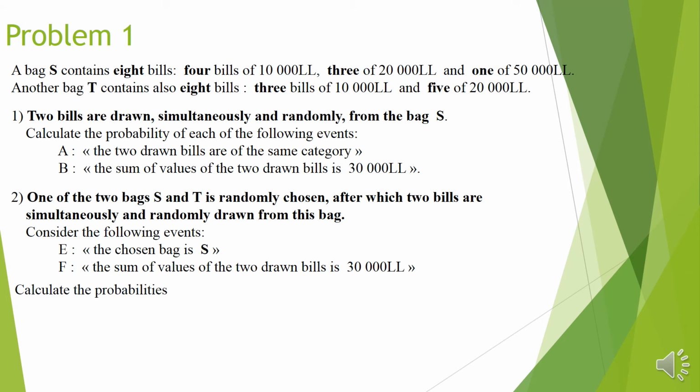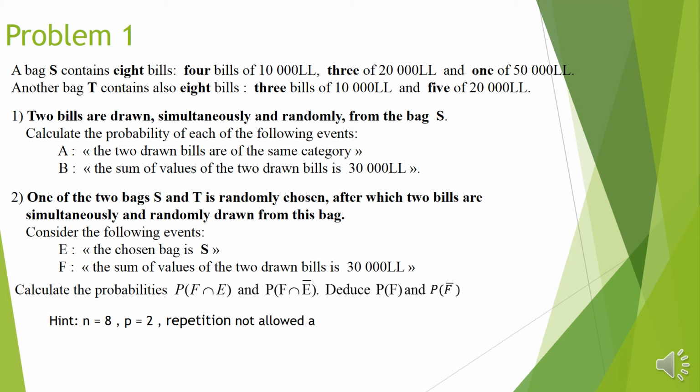What is the question now? Calculate the probabilities of F and E bar, and deduce the probability of F and the probability of F bar. Hint: before I start any solution I must calculate the following. What is the cardinal of the sample space? How many am I drawing from the sample space? It is 8. Let's start with problem 1, bag S with 8 bills.